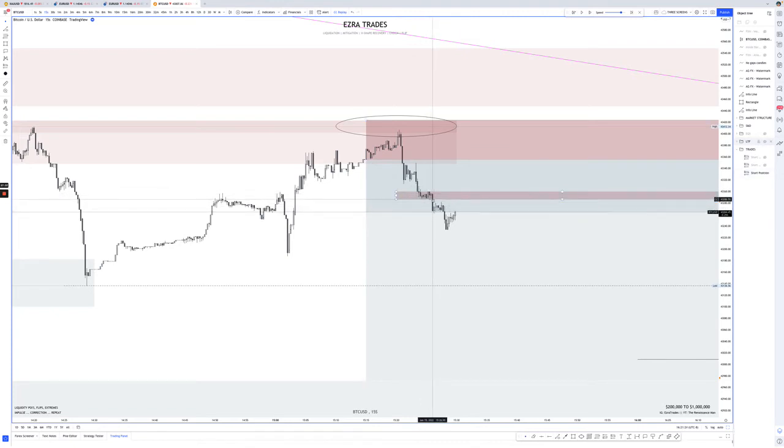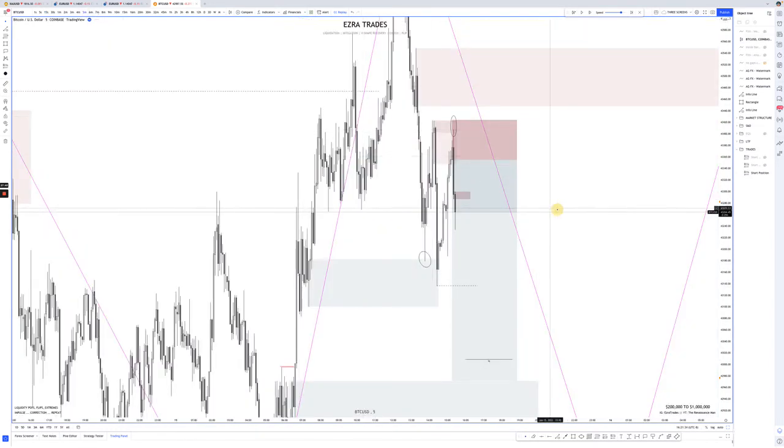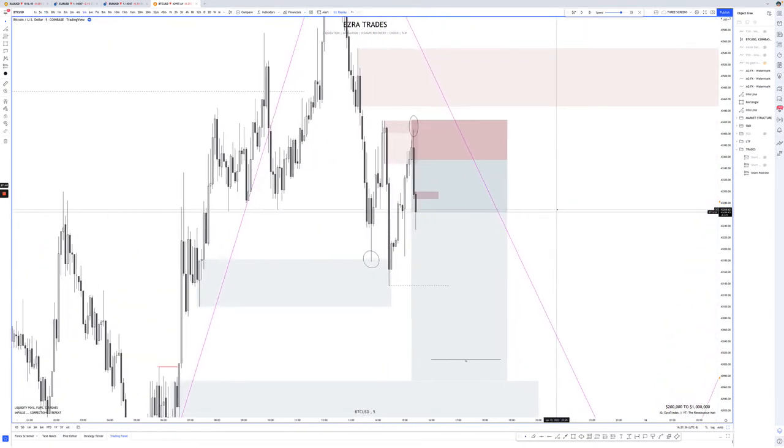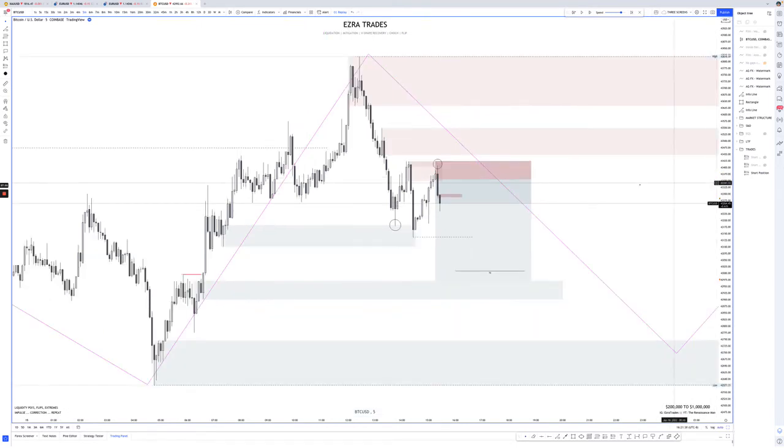So what we can expect is price is going to come back and tap into this range, even if it's just for a second, before we get a continuation to the downside. And so that's what my secondary entry looks like. It might sound a little crazy to take trades like that, but you can. This is what it looks like.